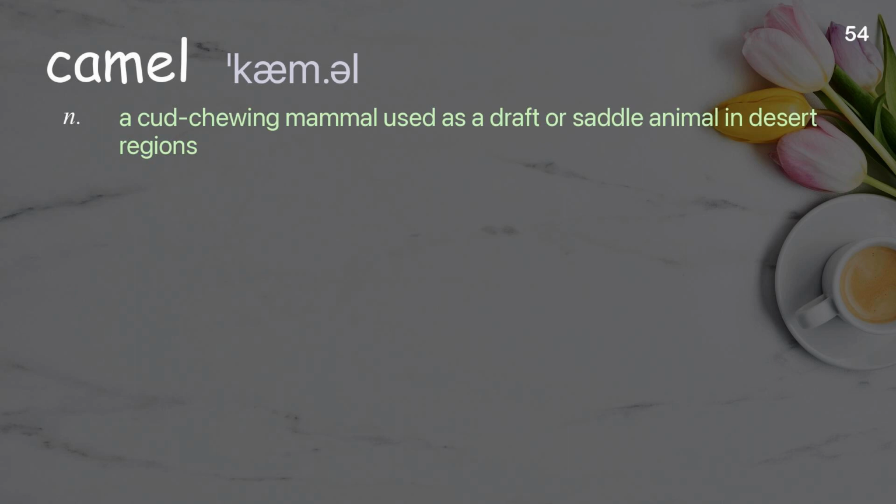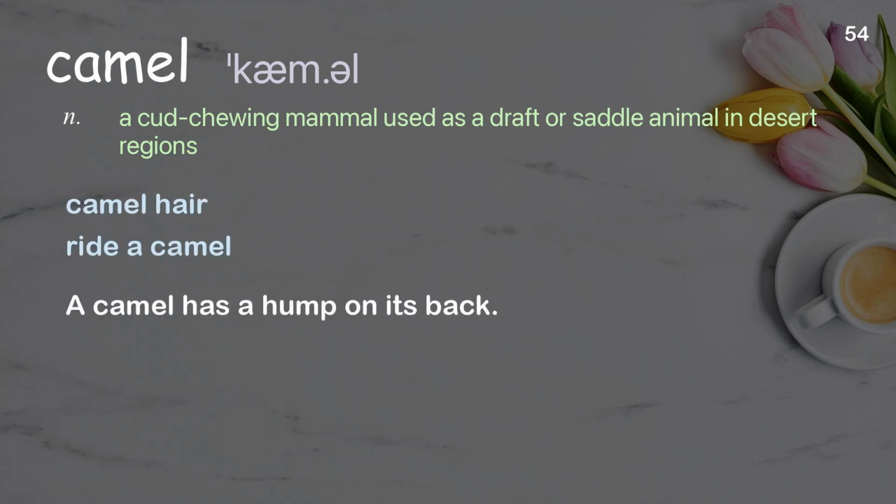Camel. A cud-chewing mammal used as a draft or saddle animal in desert regions. Examples: Camel hair. Ride a camel. A camel has a hump on its back.